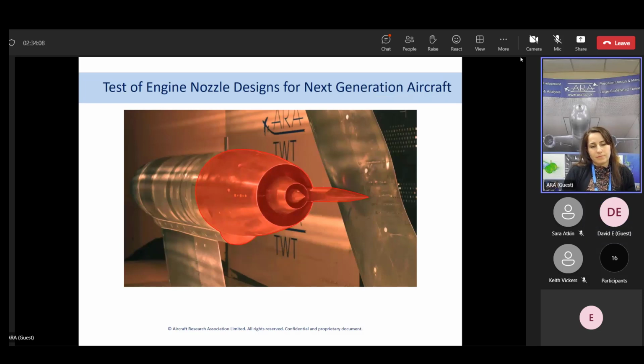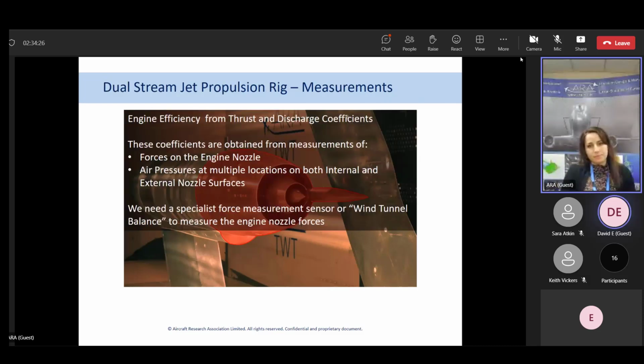So on the screen now, you should be able to see an example of a wind tunnel model. The red area is the area over which we're trying to measure the forces, and a wind tunnel balance is used to do that measurement. So for this particular test, the main aims were to measure thrust and discharge coefficients. In order to do that, we have to measure the forces on the engine nozzle and the air pressures in and around the nozzle. And this requires a special force measurement sensor, which we call a wind tunnel balance.